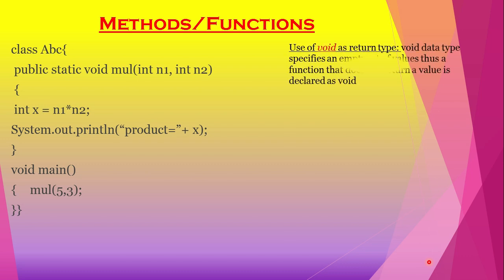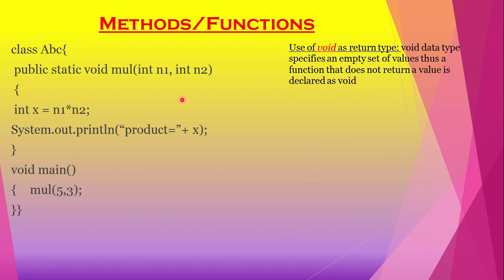Here we are going to discuss the use of the void keyword. Use of void as return type. The void data type specifies an empty set of values. Thus, a function that does not return a value is declared as void.